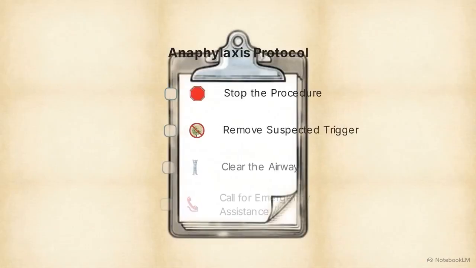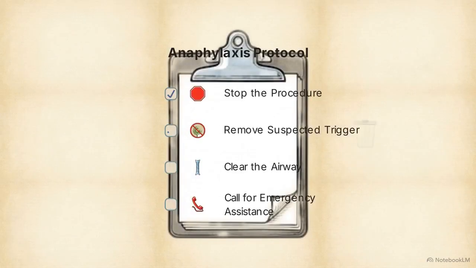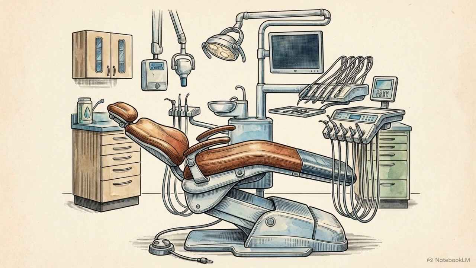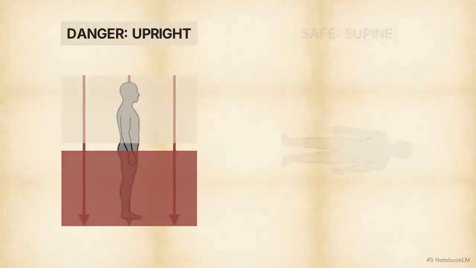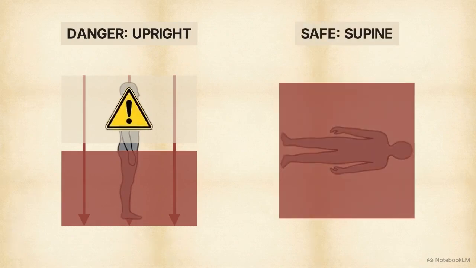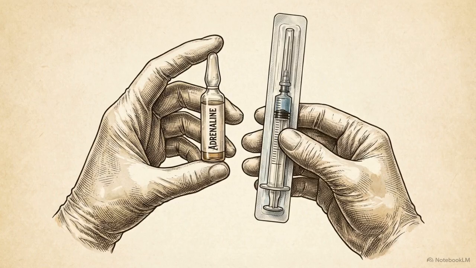Immediate management requires you to stop the procedure, remove the suspected trigger, clear the airway, and call for emergency assistance. The patient must be laid flat immediately. Sitting or standing during anaphylaxis can be fatal. Gravity causes blood to pool in the lower extremities, leading to a sudden, irreversible cardiac arrest. The mandated treatment protocol is the administration of intramuscular adrenaline.